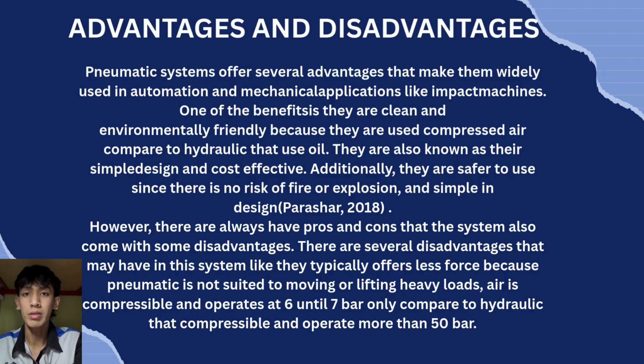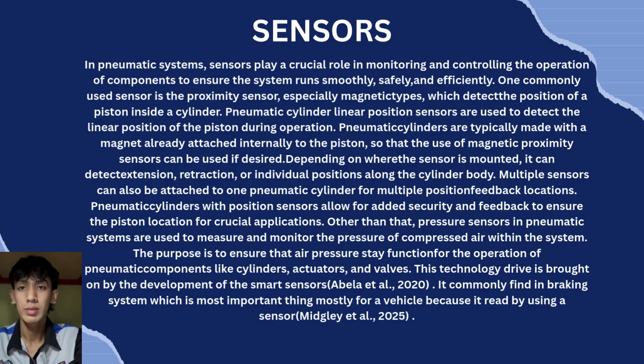However, pneumatic systems also have limitations. The force output is lower compared to hydraulic systems because air is compressible. Pneumatic systems typically operate at pressures between 6 and 7 bar, while hydraulic systems operate at much higher pressures. Due to their limitations, pneumatic systems are not suitable for applications that require extremely high force.